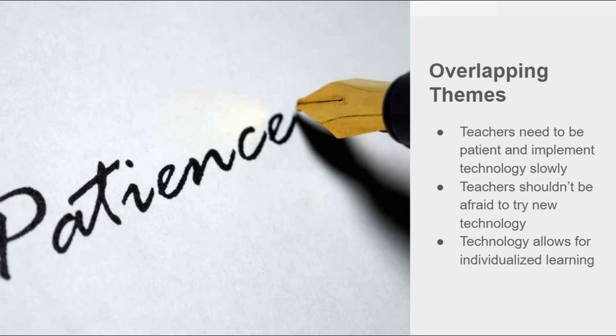Fourth, teachers need to be patient and implement technology slowly. If technology is implemented too quickly, or if the technology is too challenging, students may start to feel overwhelmed. Fifth, teachers shouldn't be afraid to try new technology. Some technologies will be effective and others will be ineffective. You won't know if a technology will be useful until you try it. Lastly, technology allows for individualized learning. Technology allows students to work at their own pace and to connect with group members efficiently.